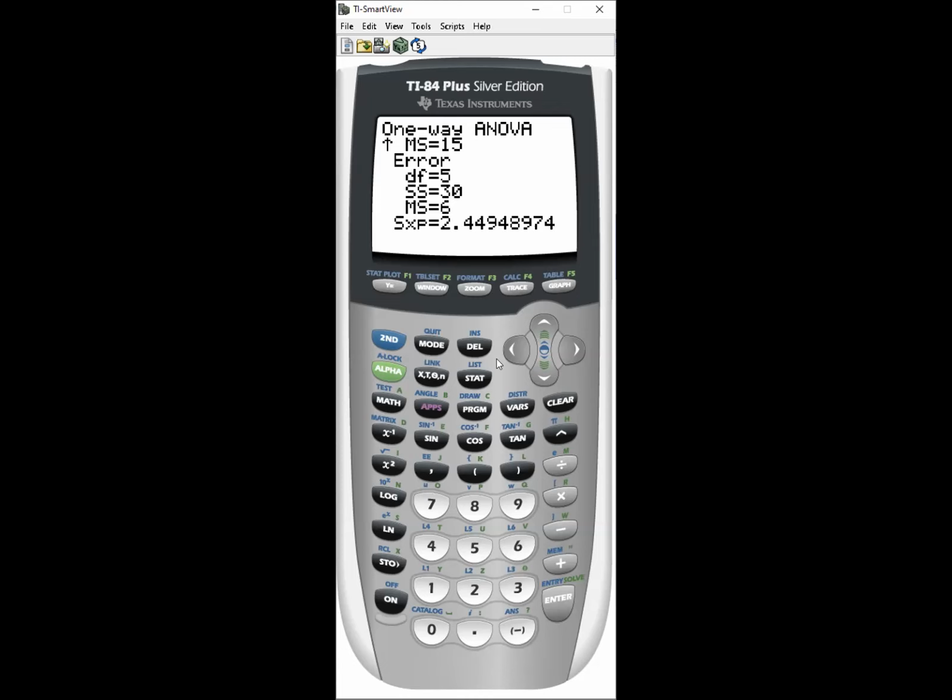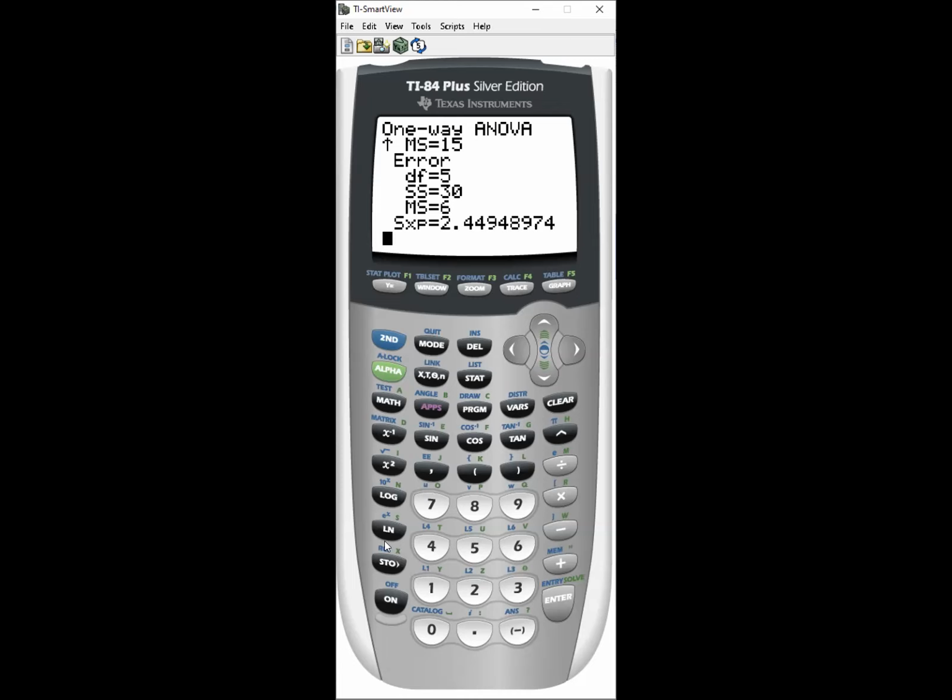What is the standard F statistic? The F statistic is simply the ratio of MS factor, treatment, group, divided by the error, MSE. So 15 over 6 would be 2.5. The total is simply adding things up. So 7 and 16. You can't add the mean squares. You can add the sum of squares and the degrees of freedom, but that's it.